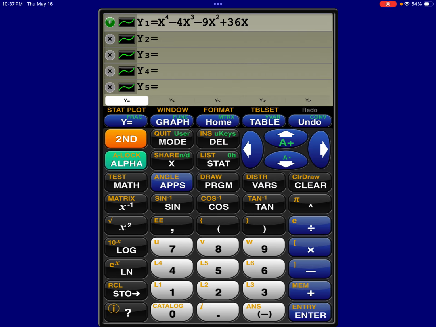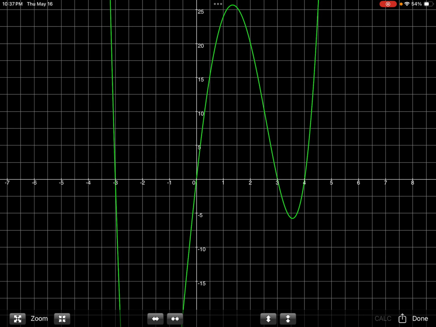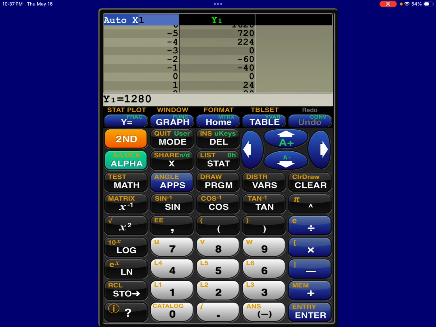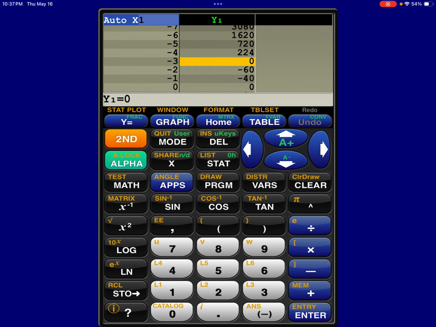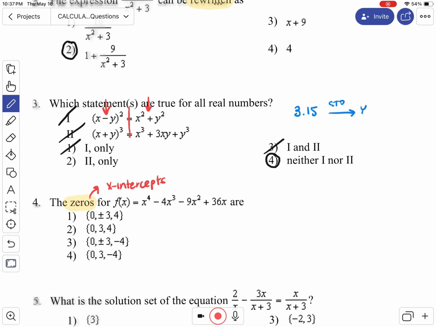And I can look at my graph if I want to. Okay, so right away I notice that it looks like it's crossing at -3, 0, 3, and 4. If I want to, I could also take a look at my table, and I'm looking for where the y is 0. So I see it at -3, I see it at 0, I see it at 3, and I see it at 4. So there are two ways to look. You can actually look at the graph, or you can look at the table.